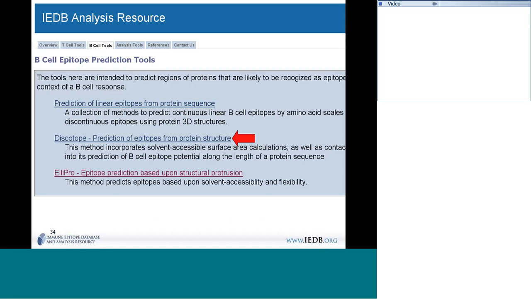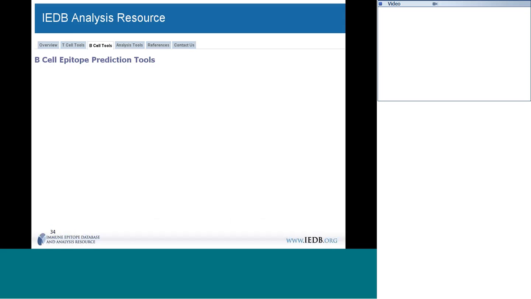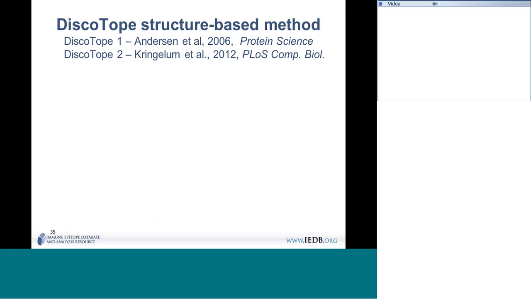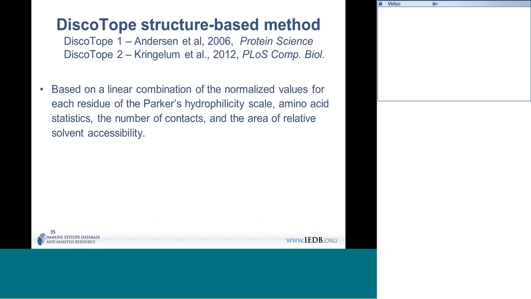We have two methods based on protein structure, and they work only with protein structure. They do not assume that we know anything about antibodies, which can be a questionable assumption, obviously. So we have the DiscoTope method and ElliPro. Let's look at DiscoTope first. We host two versions of DiscoTope. The first was published in 2006, and the second in 2012.